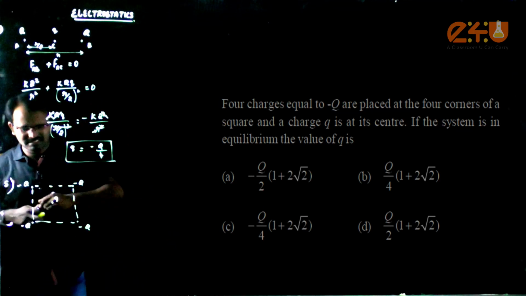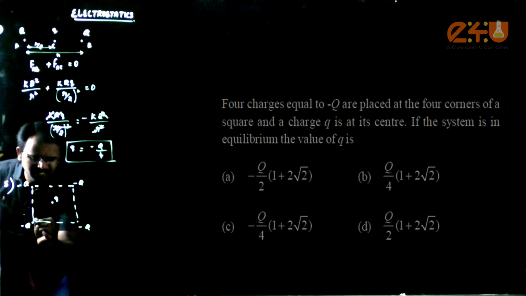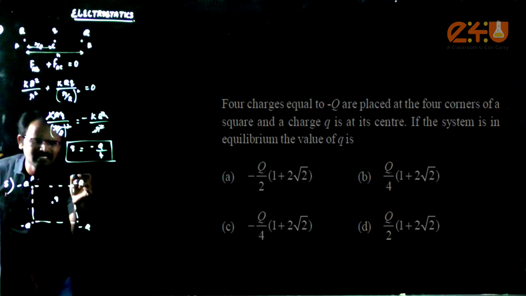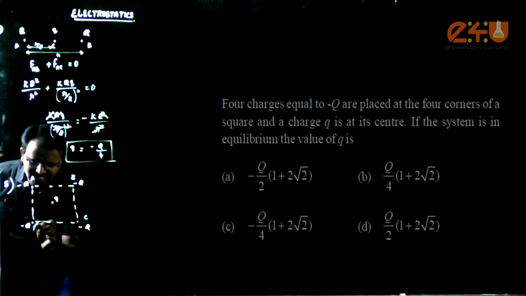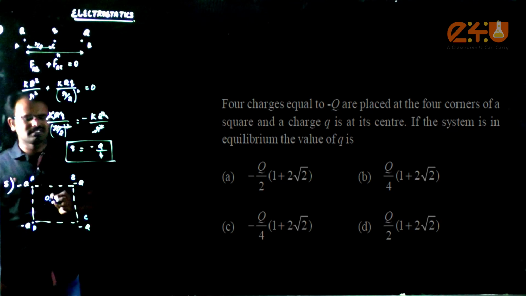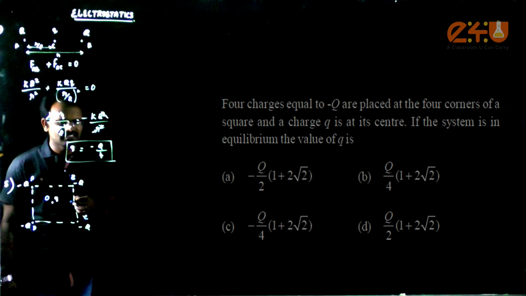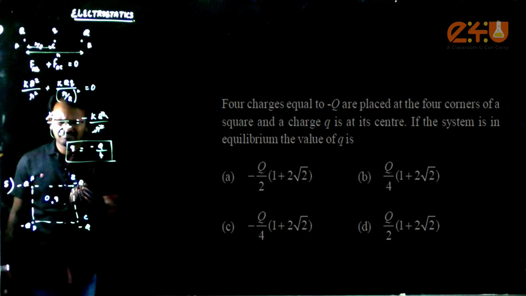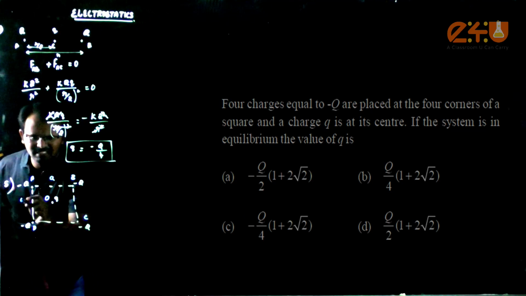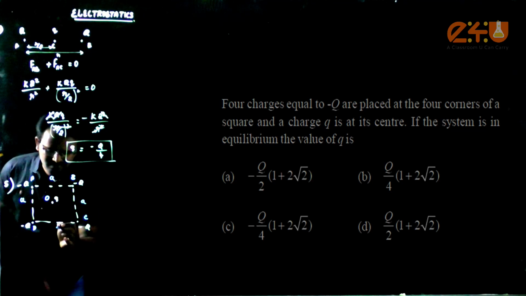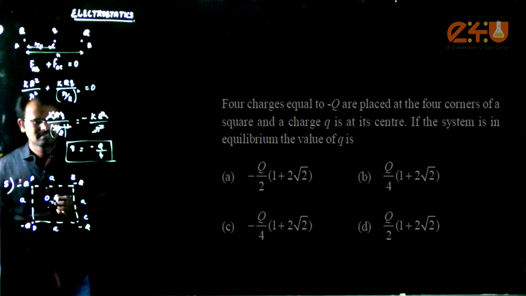Okay, so with respect to these charges, you can take A, B, C, D as the points, and this center point I am going to take as O. And the side they given in the problem, they didn't mention, right? So I can mention anything. I am taking the side as A.